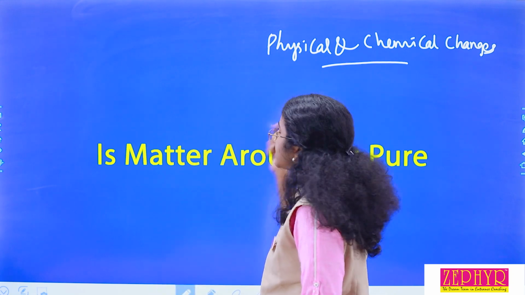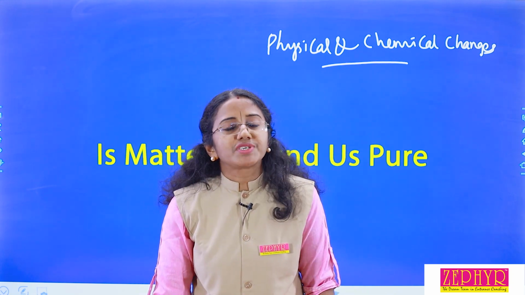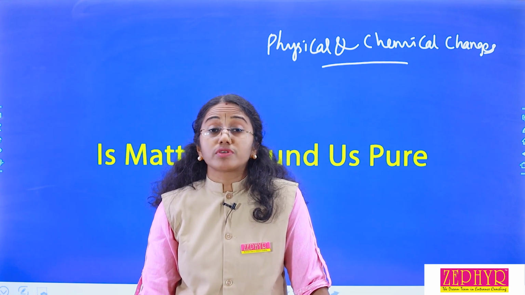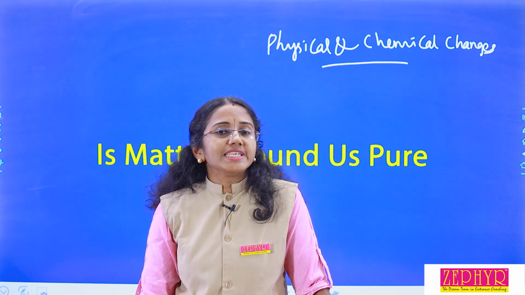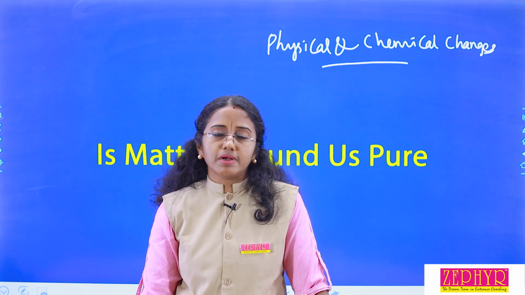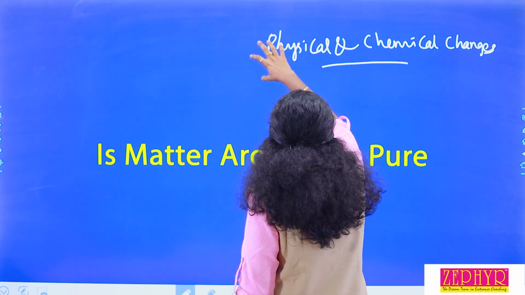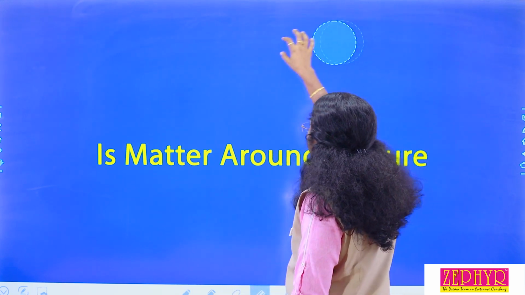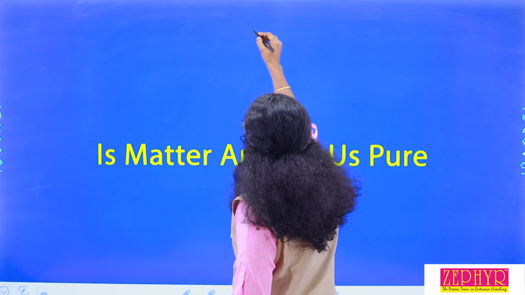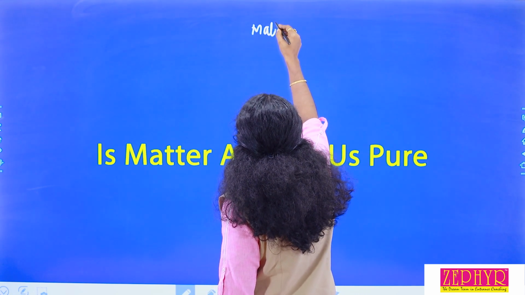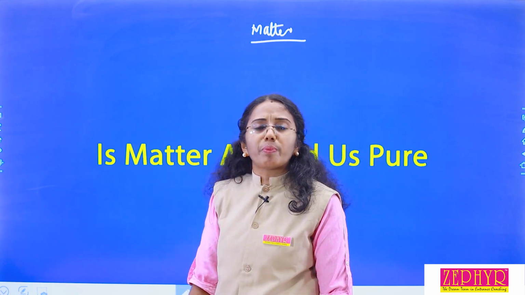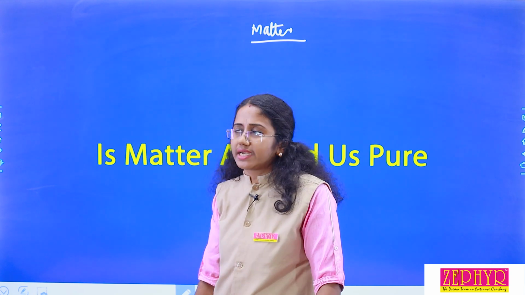Then what about chemical changes? In a chemical change, new substances are produced. A chemical reaction takes place and the process is irreversible, but in a physical change, the process is reversible. Chemical reactions are examples of chemical changes. Then next is matter. Matter is anything that occupies space and has mass.